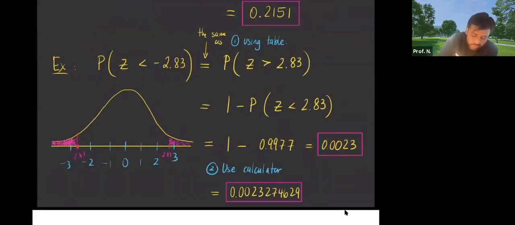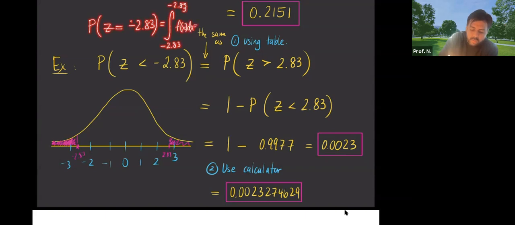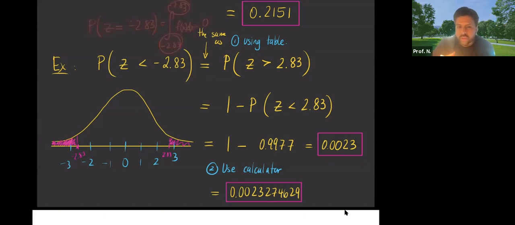If I include negative 2.83, I'm including a strip of a line whose area, if you draw this, would be dimensionless. It would be just zero. And we talked about this, right? In the world of probability, the probability that my z value is equal to negative 2.83 is the same as finding the area between negative 2.83 and negative 2.83 of f of x dx. But that's zero because the bounds of integration are the same.